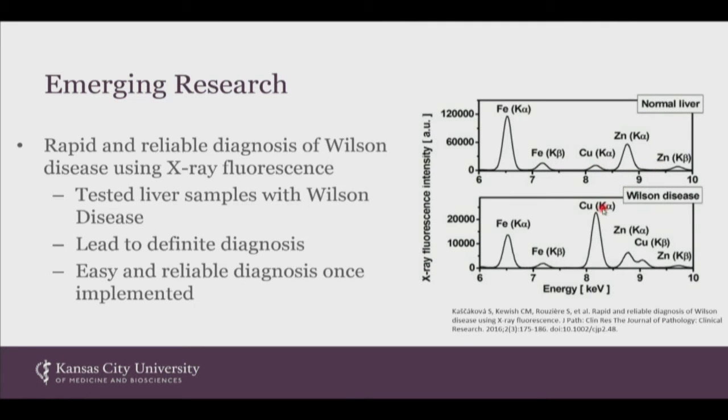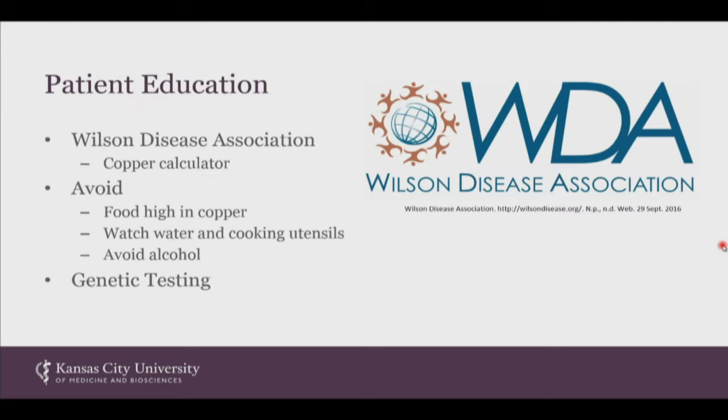However, in Wilson disease, at that same 8 to 8.5 mark, this measurement of copper is well above these zinc and iron levels, showing that this liver sample does have Wilson disease. This method is being tested, and it possibly will be implemented in hospitals.